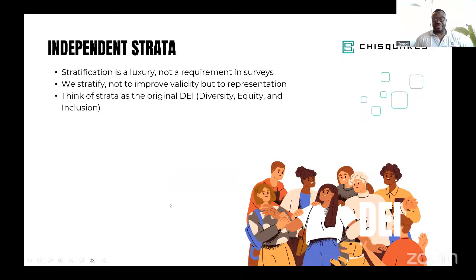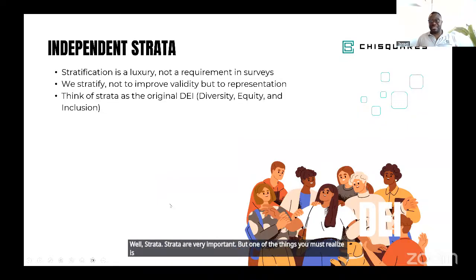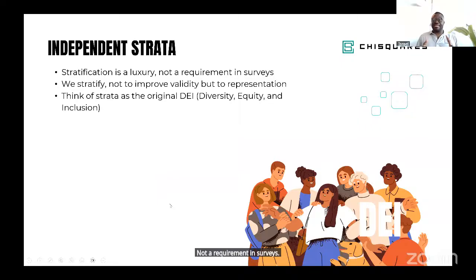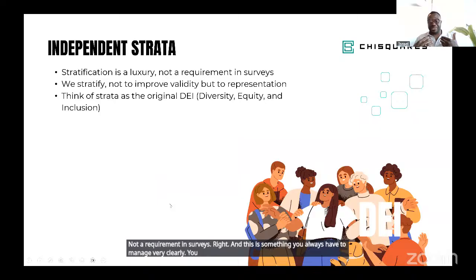Now, strata. Strata are very important. But one of the things you must realize is that stratification is a luxury, not a requirement in surveys, right? And this is something you always have to manage very clearly. You always have to, when you're working with clients, especially if you're designing surveys for clients in industry or government, entire government agencies.